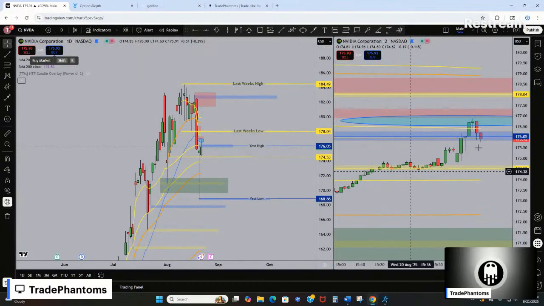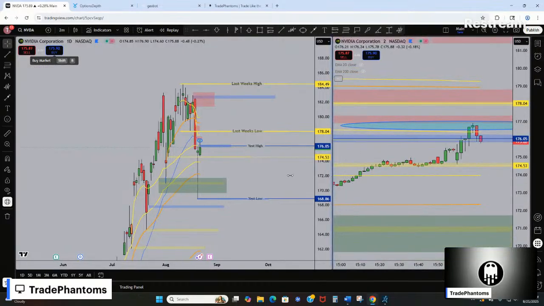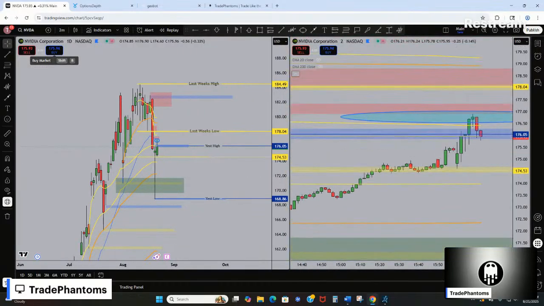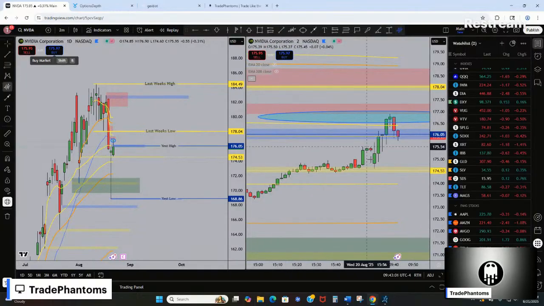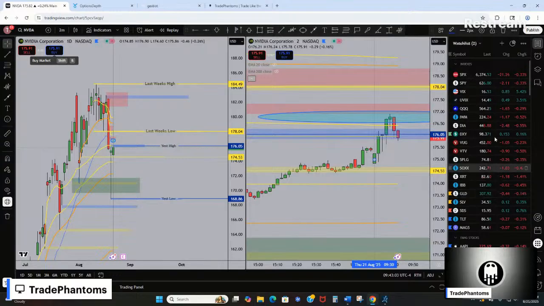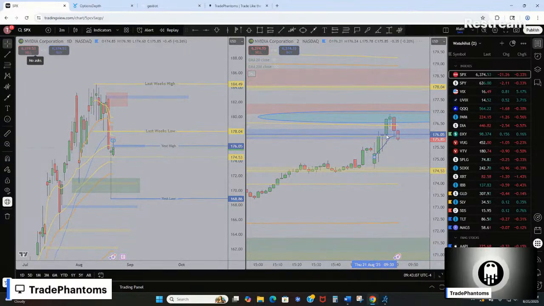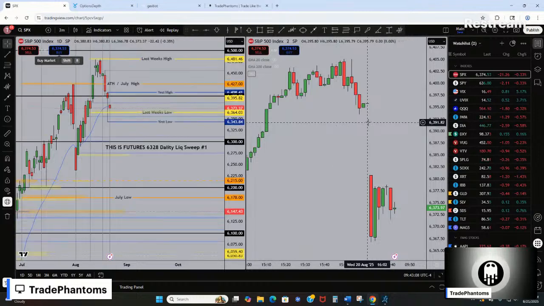All right, let's see. Broadcom giving an interesting formation, but S&Ps are a little heavy here.